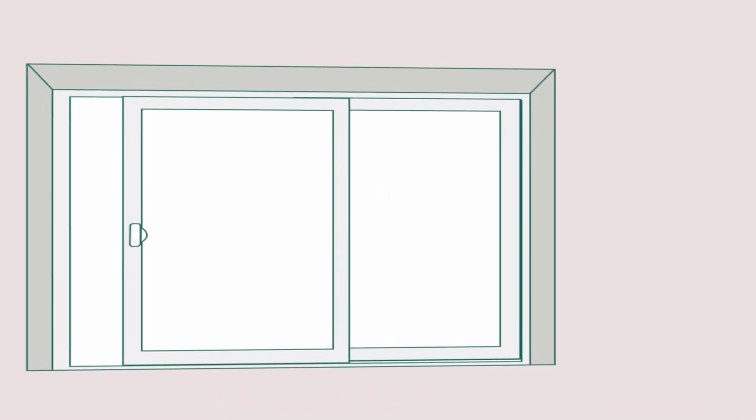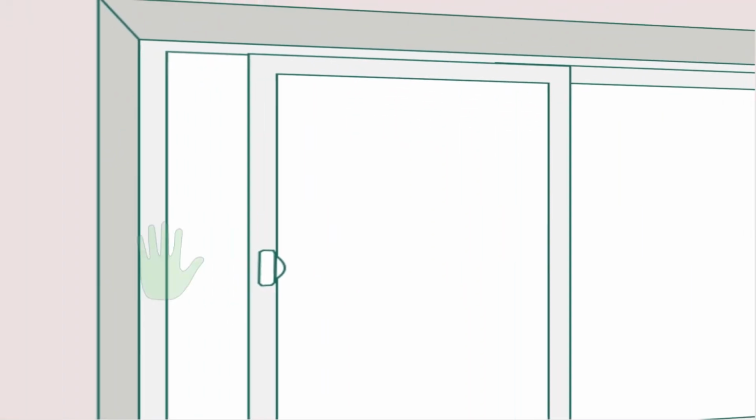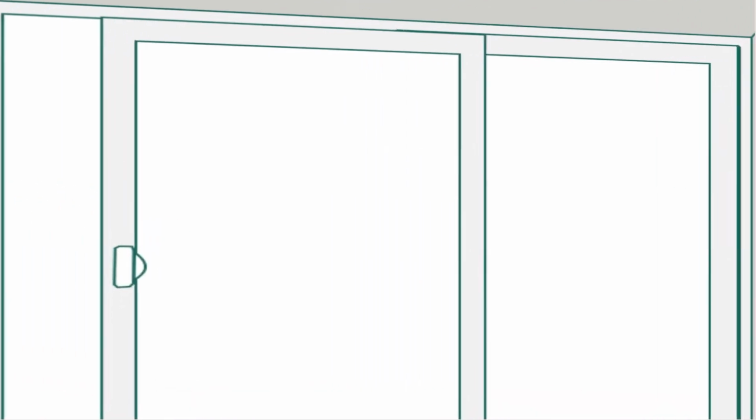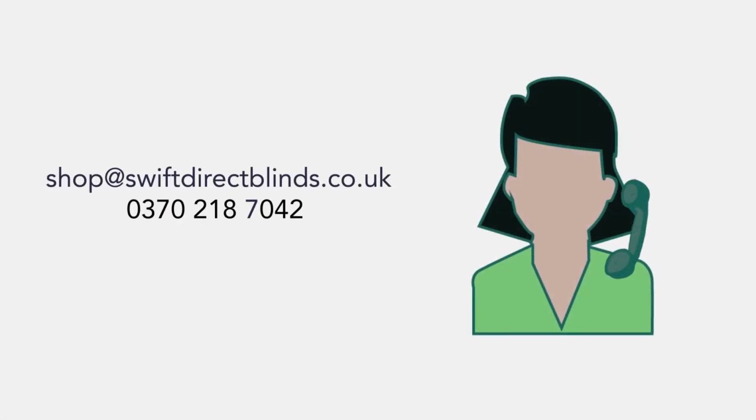Now check there are no obstructions inside or outside the window recess where the blind will hang. For example, look out for handles, part tiling, or windows that open inwards. If you need advice, call us or even send us a digital photo.